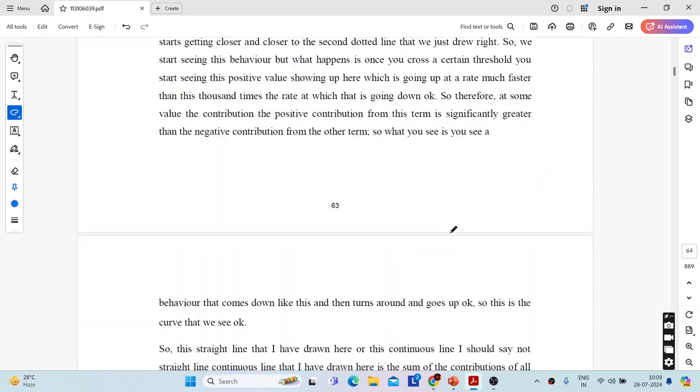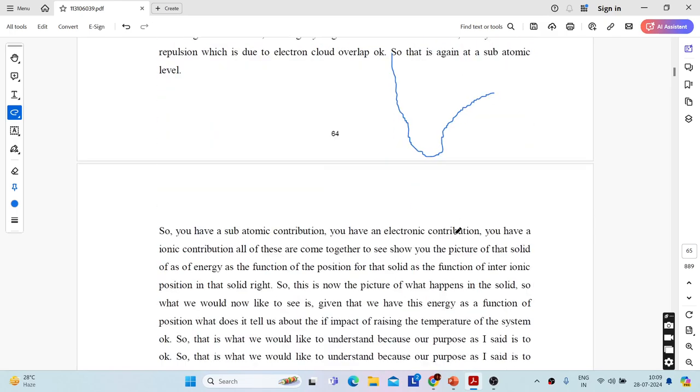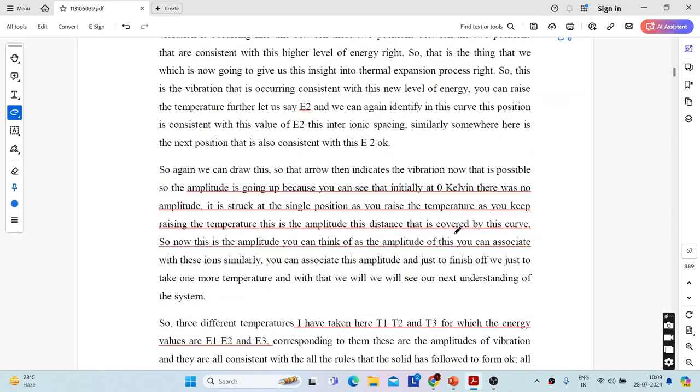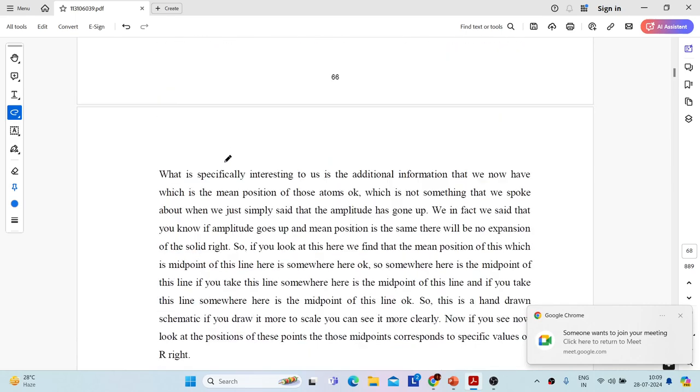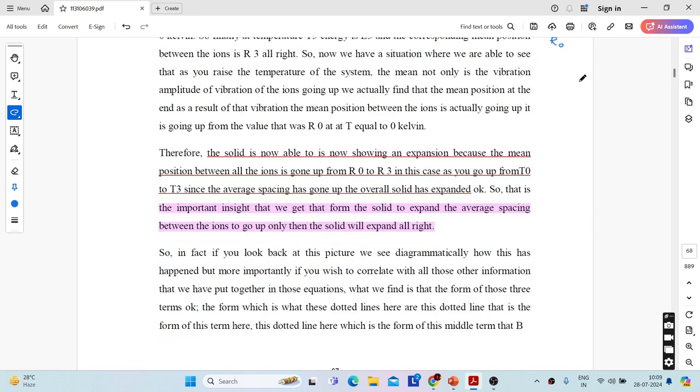So that is just a glance at the idea from the first week's classes. For temperatures T1, T2, T3 and the corresponding energy values E1, E2, E3, we will get the distance between the atoms ranging from r0 to r3.